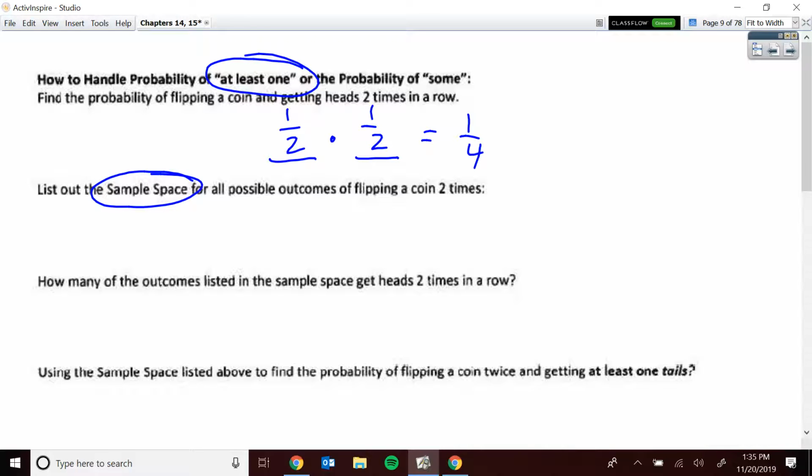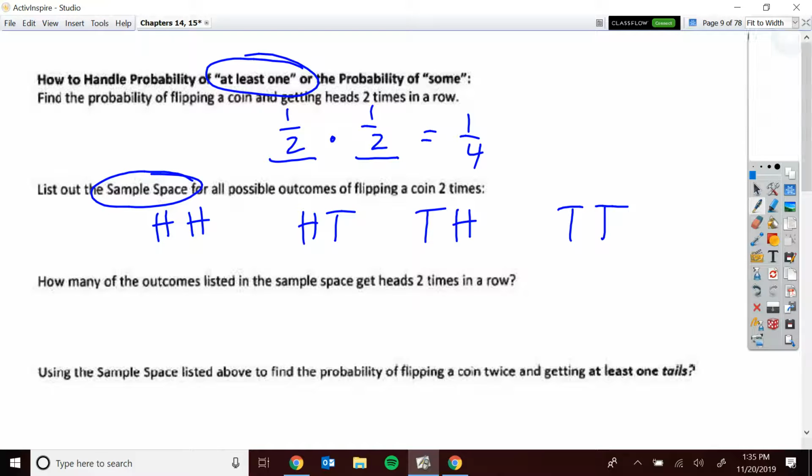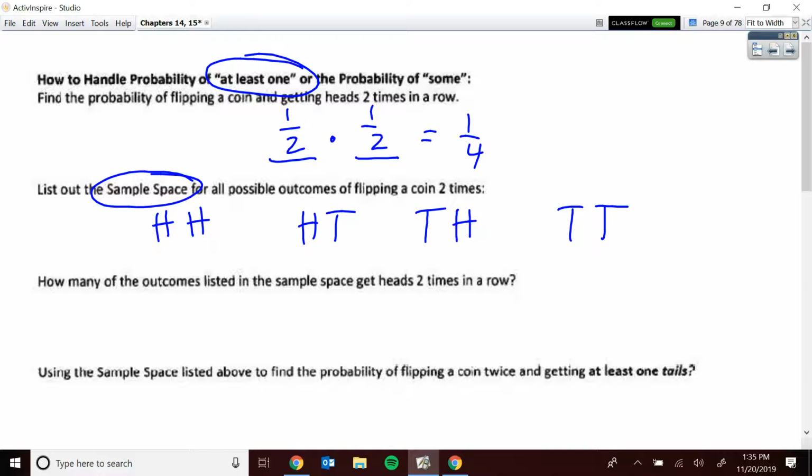Well, like heads, heads. Heads, tails. So how many possible outcomes are there? There's 4. All right. Well, guess what? Can you identify from this how many outcomes listed above, by just looking at this sample space, have 2 heads in a row? How many? 1 out of how many possible outcomes? 4. That's where that comes from.